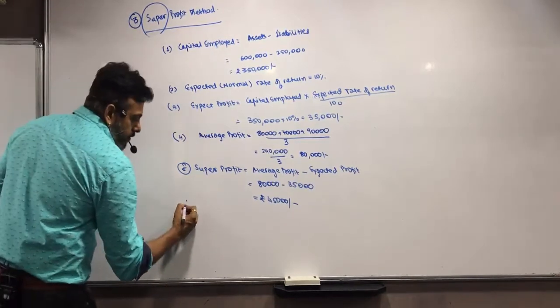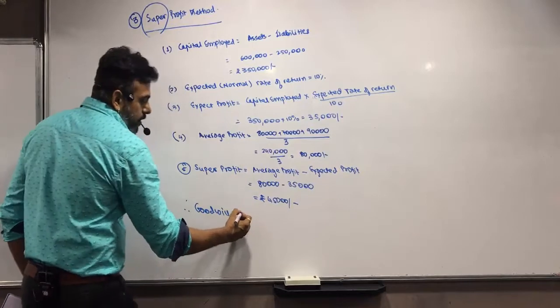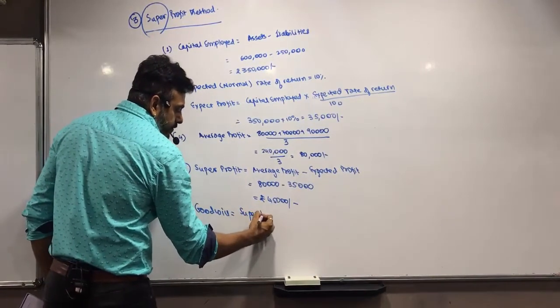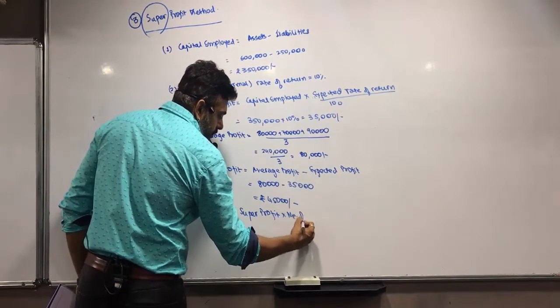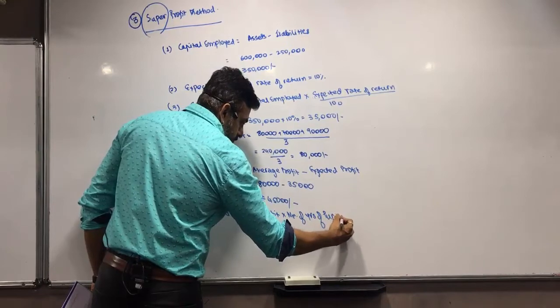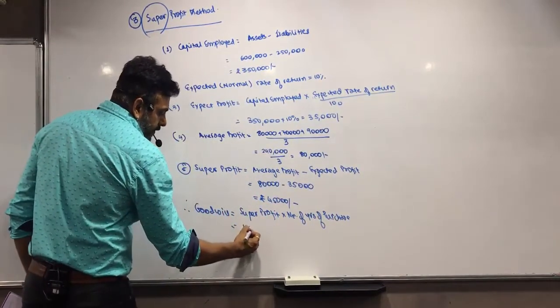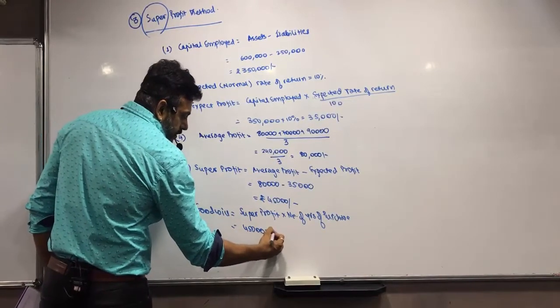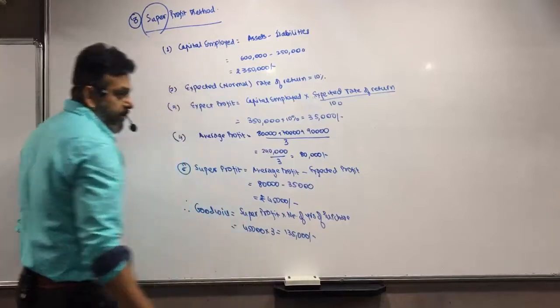Therefore, goodwill is equal to super profit into number of years of purchase, which is equal to 45,000 into 3, equal to 1,35,000.